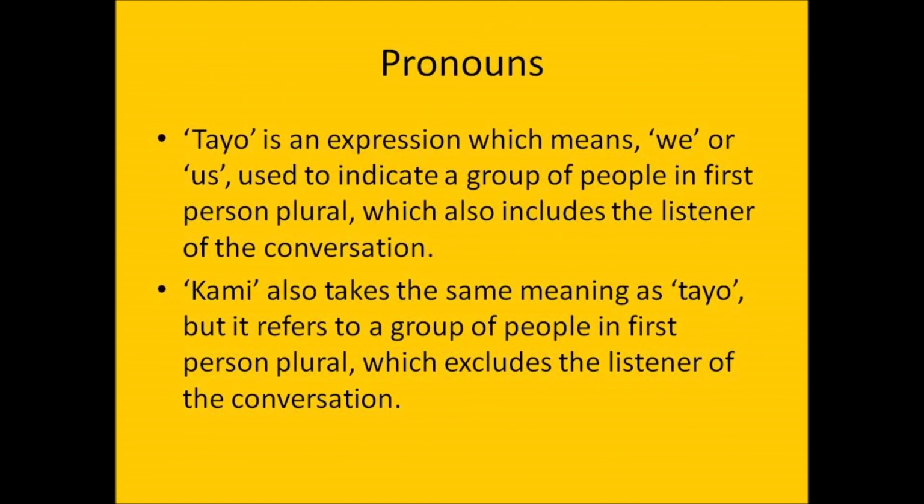Tayo is an expression which means we or us. It is used to indicate a group of people in first person plural. This also includes the listener of the conversation. Kami also takes the same meaning, but it refers to a group of people in first person plural, which excludes the listener of the conversation.